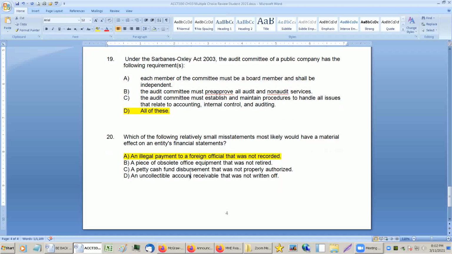Obsolete equipment, that's not going to be it. Petty cash, by definition, is petty. It's immaterial. Uncollectible accounts receivable that is not written off is not going to have any impact on the value, because they'll probably have it set aside anyway in the allowance for uncollectible accounts. They just haven't written it off yet. So this is definitely the one. An illegal payment would definitely bump it up to being qualitative. That's qualitative.